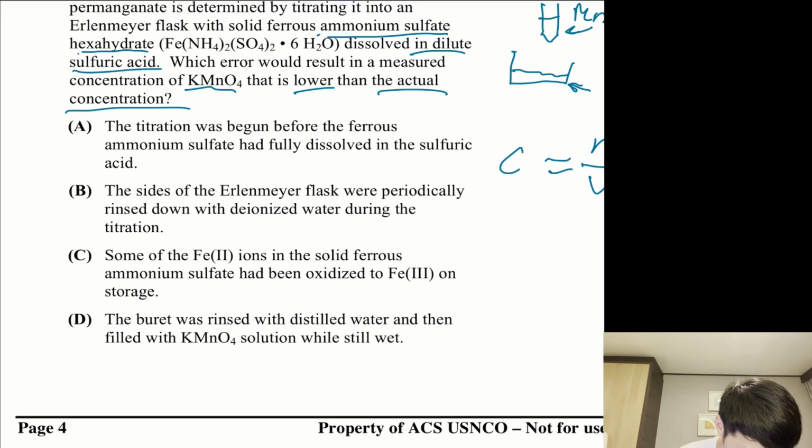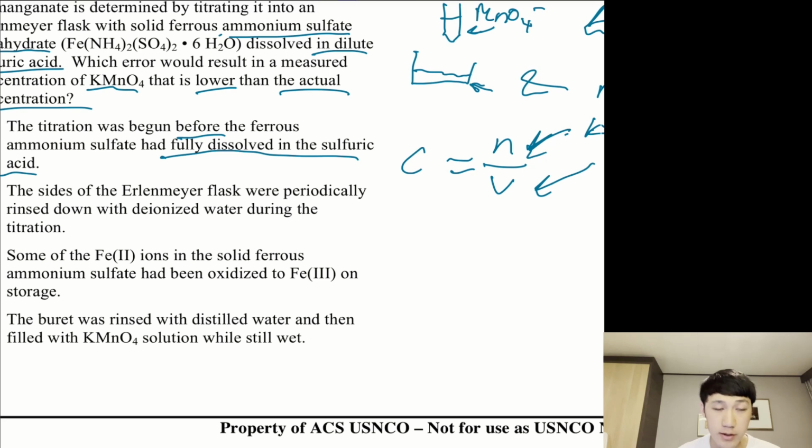So let's consider each of the options. A, the titration was begun before the ferrous ammonium sulfate had fully dissolved in the sulfuric acid. So if not all of the ferrous ammonium sulfate dissolved in the sulfuric acid, that means not all of it is available to react with the permanganate.